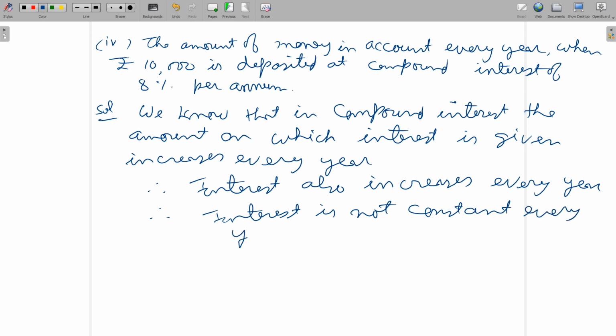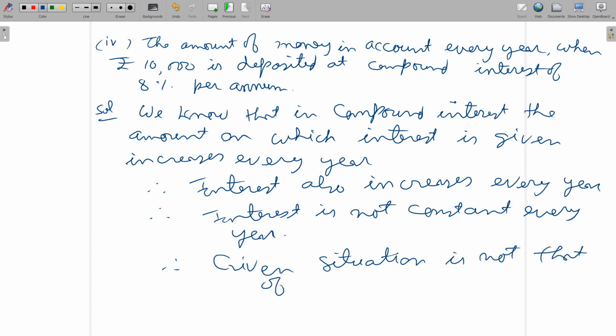So what does this mean? This means the given situation is not that of an AP.